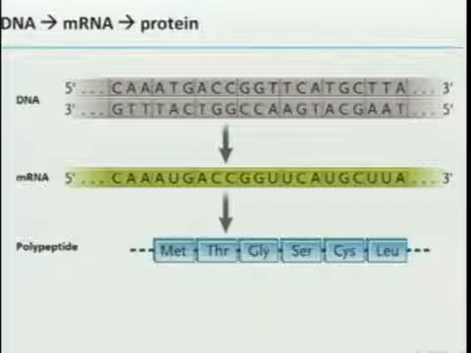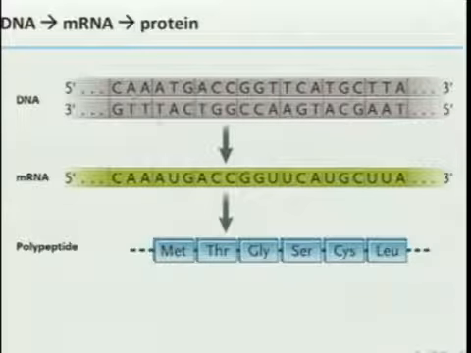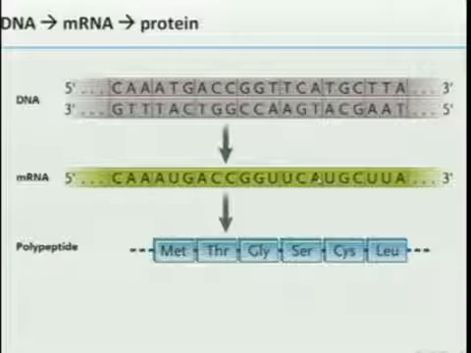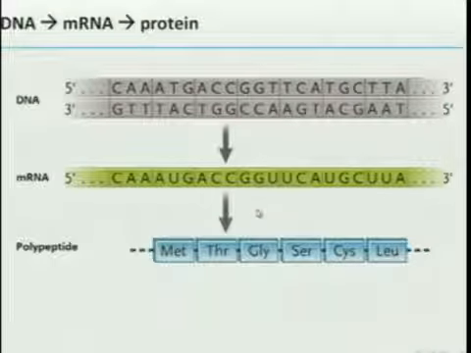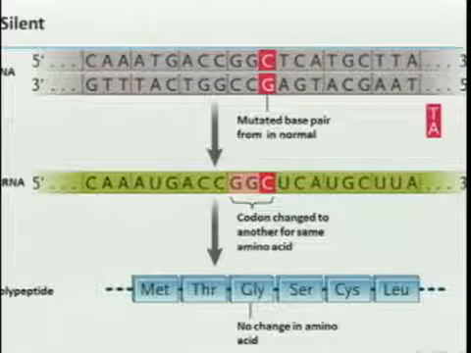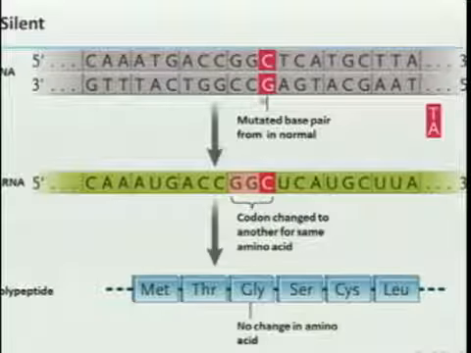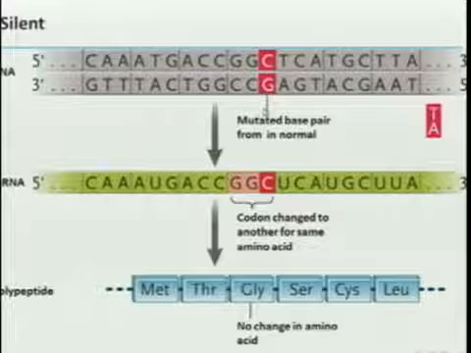So what am I expecting you to memorize? Well, here's a stretch of DNA, Watson, Crick. Here's a stretch of RNA. Here's the protein, the amino acid sequence that stretch of RNA encodes. The first one is the easiest, a silent one.